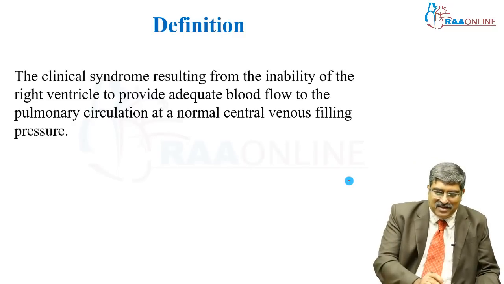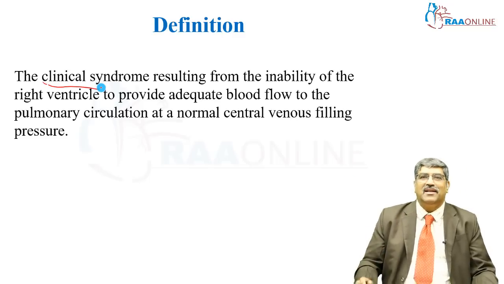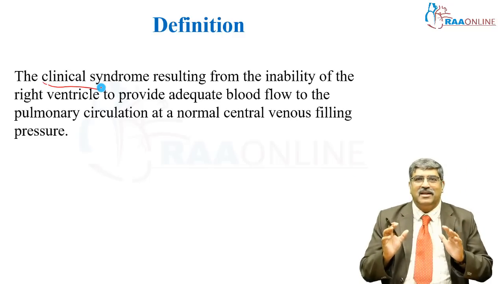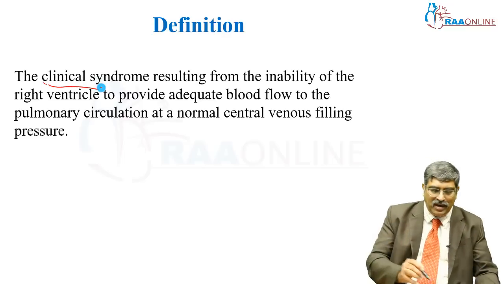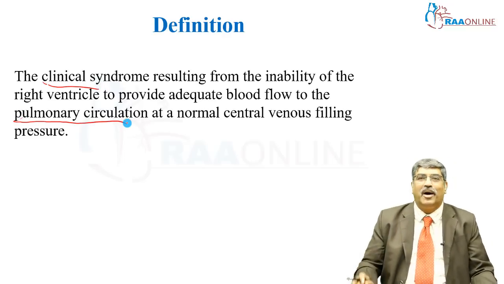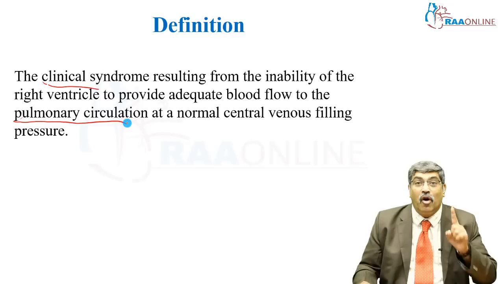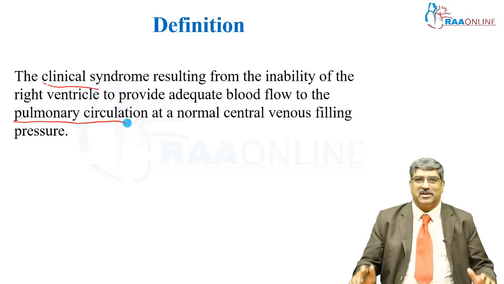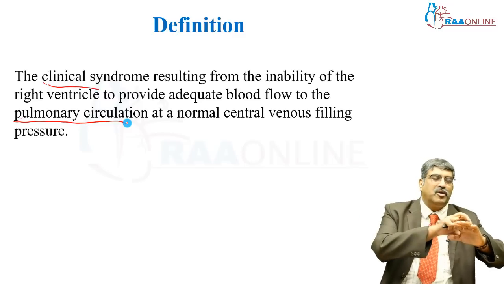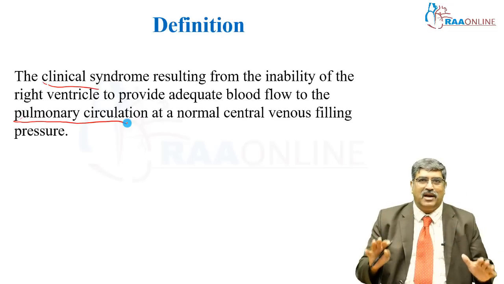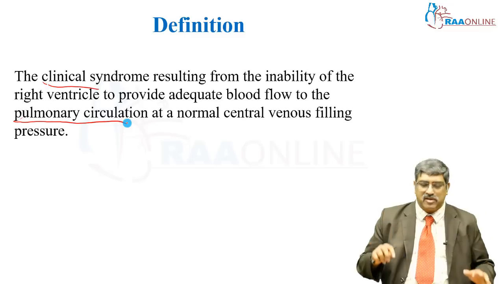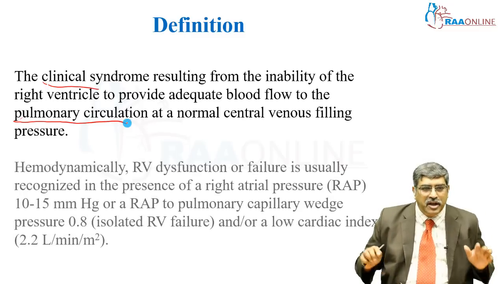It is defined as a clinical syndrome where the right ventricle is not able to provide adequate blood to the pulmonary circulation at a normal central venous filling pressure. The right ventricle is not able to pump the blood into the pulmonary artery. That is the classical definition of right ventricular dysfunction.